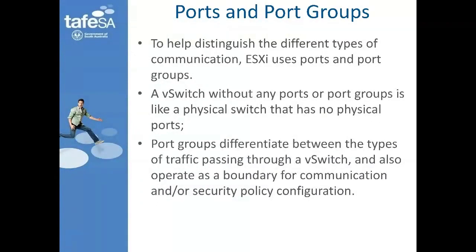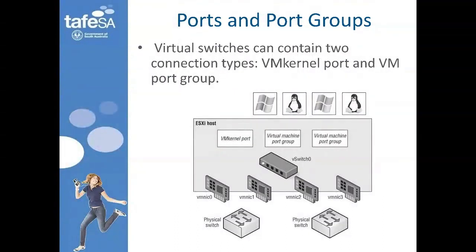Ports and port groups. To help distinguish the difference between different types of communication, ESXi uses ports and port groups. A virtual switch without any ports or port groups is like a physical switch with no ports. Pointless, isn't it? Can't do anything. A port group differentiates the different types of traffic passing through the virtual switch, and it also operates as a boundary between communication. If you're part of port group 1, you can't communicate with port group 2. Okay? And because they might have different security policies for this group of ports and other different policies for another group. So, ports and port groups.